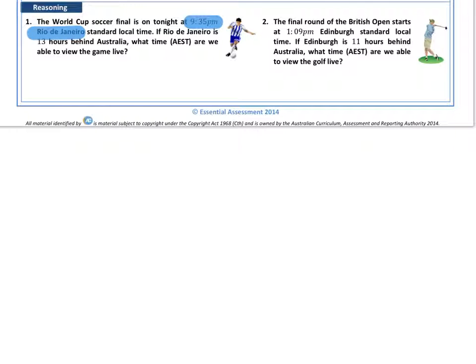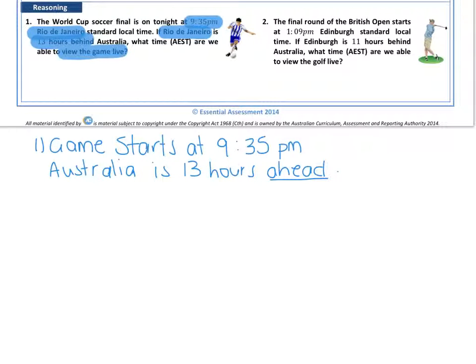in Rio de Janeiro. Rio de Janeiro is 13 hours behind Australia, so meaning that we are going to be able to view this game live 13 hours ahead of where they currently are. By writing out the key information, it makes it very clear how we need to answer this question. If the game starts at 9:35 p.m. and Australia is 13 hours ahead, we need to add 13 hours onto that start time to work out the time it will be viewed in Australia.